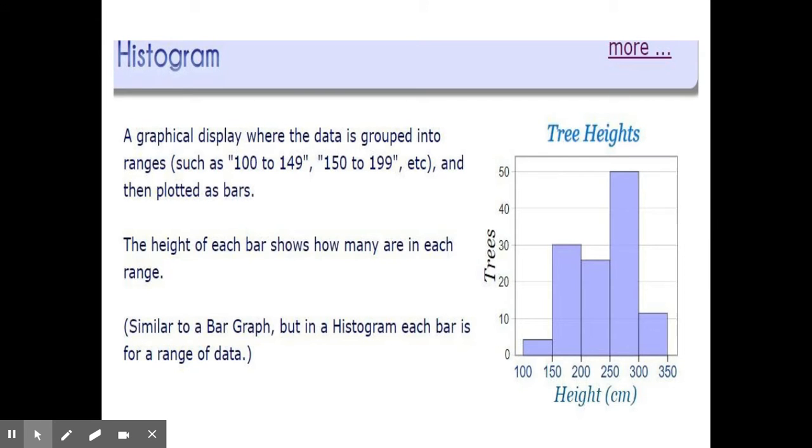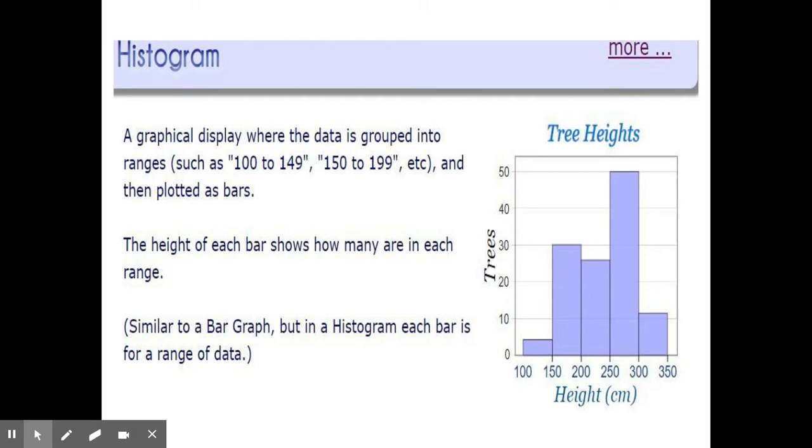A histogram is a graphical display where the data is grouped into ranges such as 100 to 149, 150 to 199, etc., and then it is plotted as bars. The height of each bar shows how many are in each range. Similar to a bar graph, but in a histogram, each bar is for a range of data. So in a bar graph, it's for a single data, but in a histogram, it's for a range, and they butt up against each other.